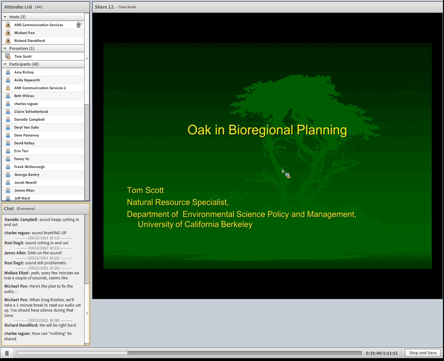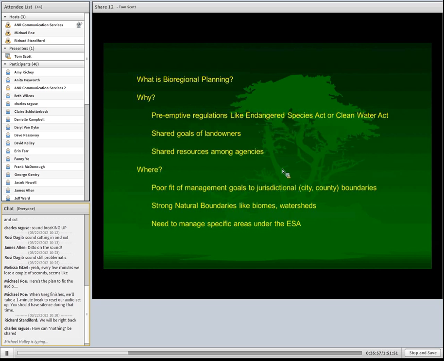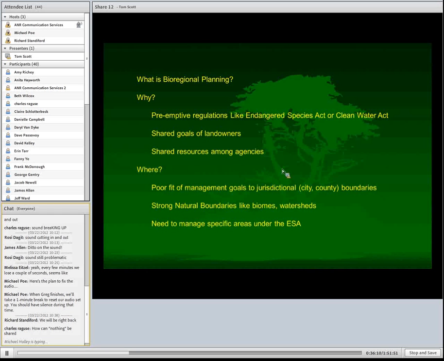Bioregional planning takes place when some preemptive regulation comes in and begins to control land use planning, which is traditionally under the control of local governments, with the jurisdictional oversight of the state. So when the Endangered Species Act or Clean Water Act or some other law comes in, there's a conflict between federal mandates and local action. That's one of the main reasons why we resolve these things with bioregional planning.